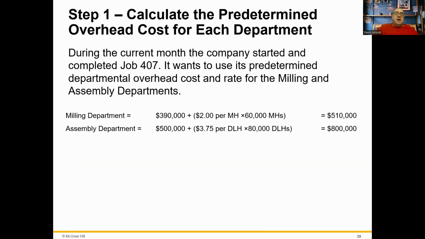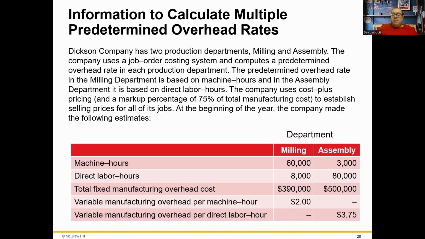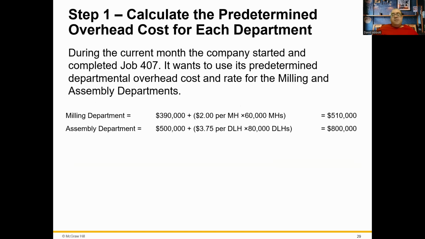So the first step is to calculate the predetermined overhead cost within each department. And that you can see here, that's what we have the information for. Now we just want to know what the total cost is. So for the milling department, you're going to take the 390,000 and then $2 per machine hour times 60,000 machine hours, which comes out to 510,000.